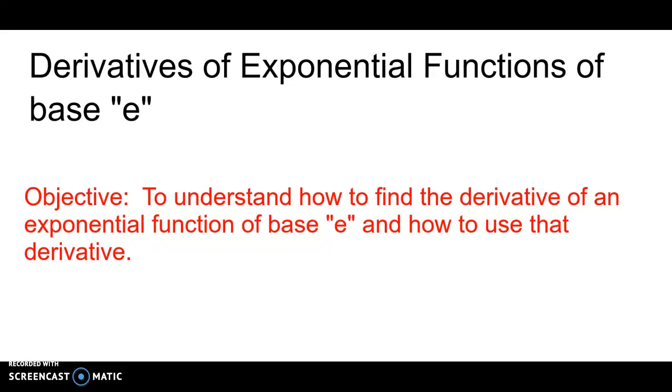Guys, we're talking about derivatives of exponential functions with a base of e. All right, so think about what that means. Exponential functions with a base of e. So, for example, like y equals e to the x, or y equals e to the 2x, and things like that. Exponentials that have a base of e. So, we want to understand how we find its derivative, and also how we can use it.